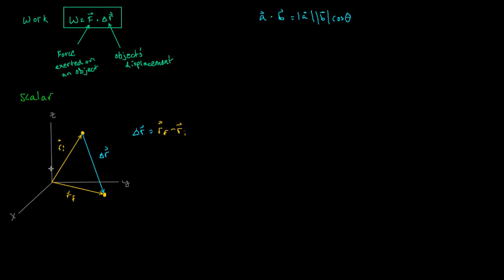I guess I could draw them, but maybe I'll draw them for F and delta R. So say that I have this classic example of work. I'm going to draw a pink box because I like boxes and I like pink.